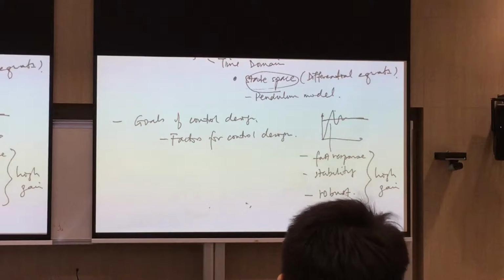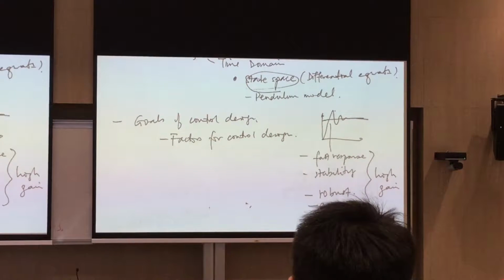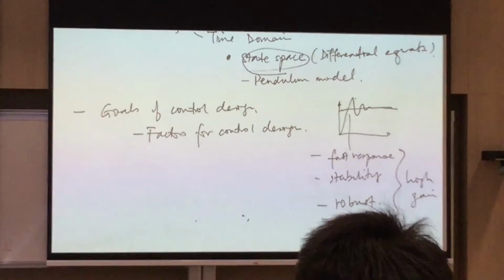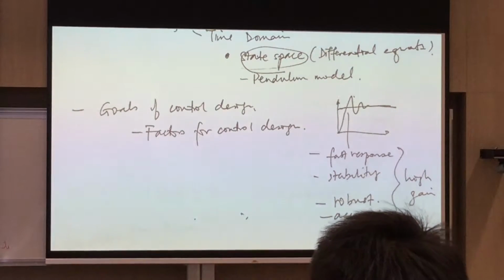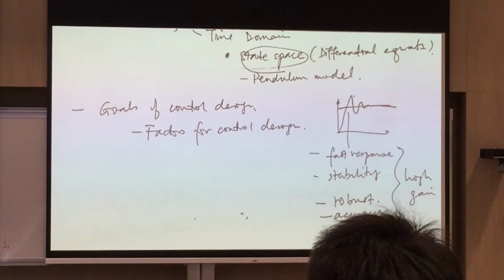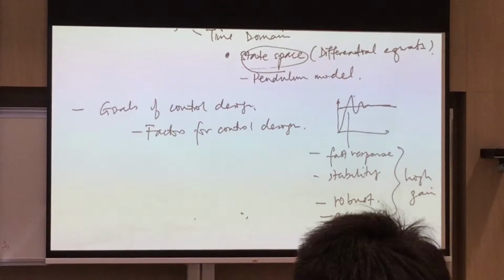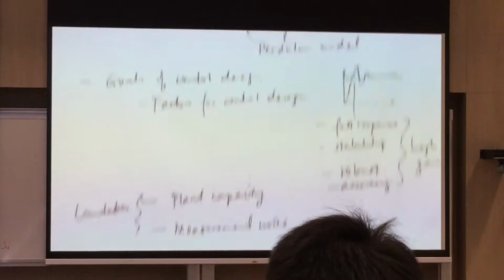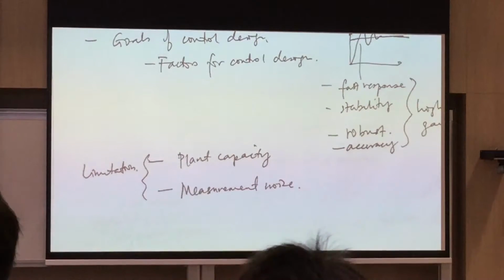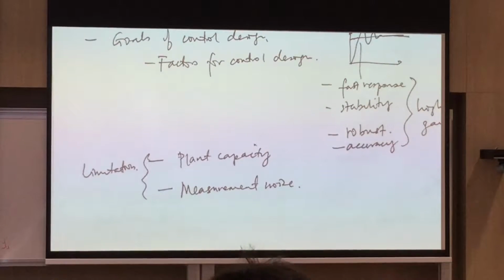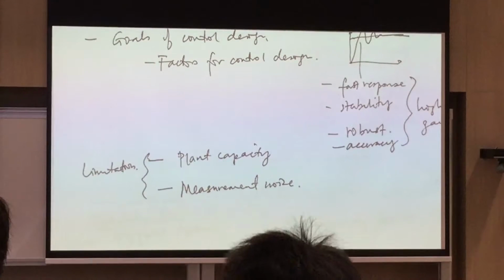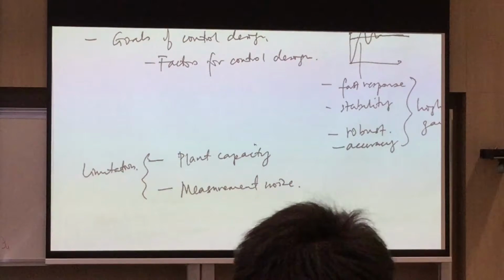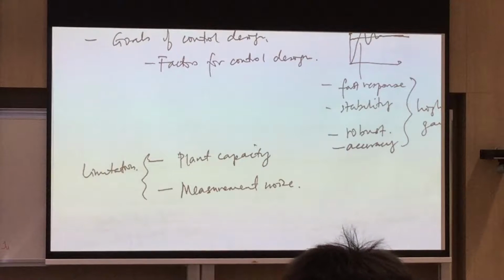Response, accuracy, robustness, and stability. So I've gone through this, and many of these can only be achieved under a high gain scenario. Okay, so remember that. And there are limitations as well. High gain scenario means you are limited by plant capacity and also your measurement noise.